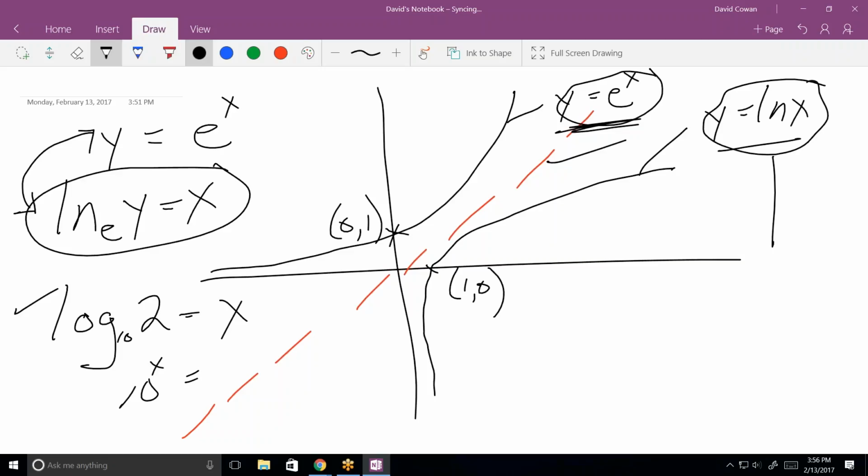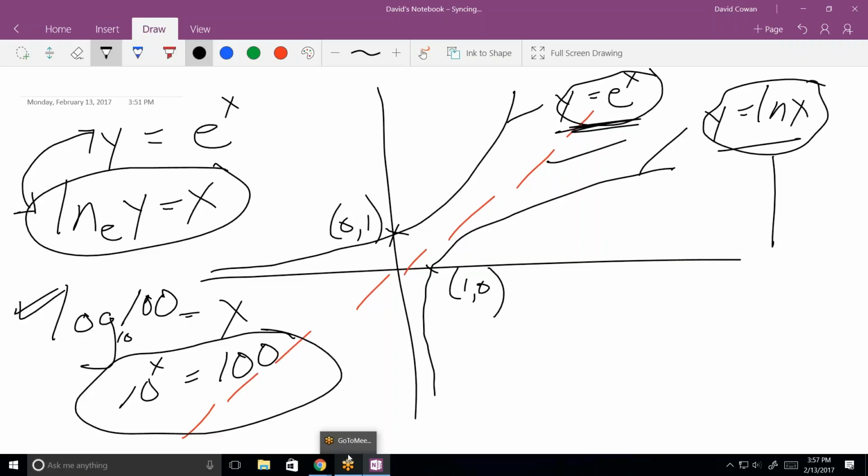I didn't mean 2, I meant 100. If you're solving that, common log of 100 equals what? Well, then you'd say 10 to the x equals 100. Well, now x is clearly 2. In other words, I can solve it once I turn it into exponential.